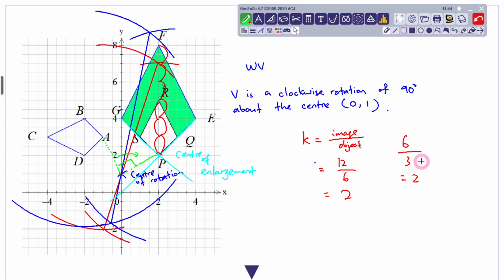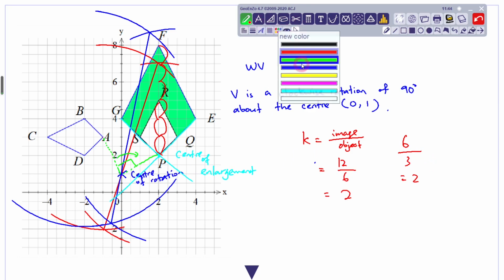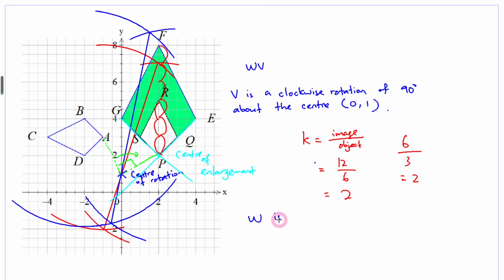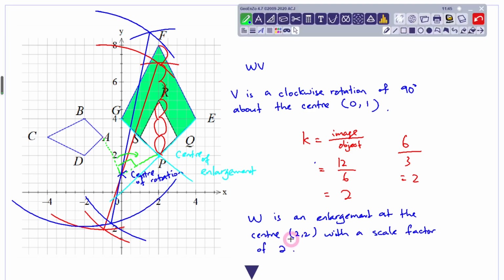Okay, now we have the center of enlargement and also the scale factor. Now we can start to describe this enlargement. W is an enlargement at the center, the center here is (2, 2), with a scale factor of 2. For the scale factor, we don't have to add a negative here because we notice that the center of enlargement is on one side and the object and image are on the other side.